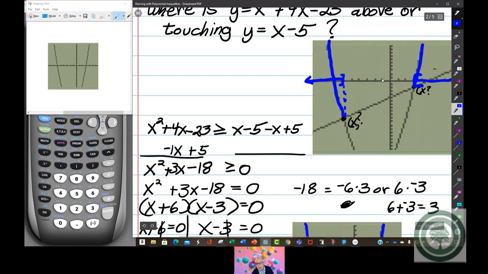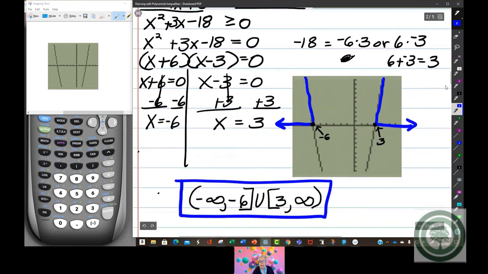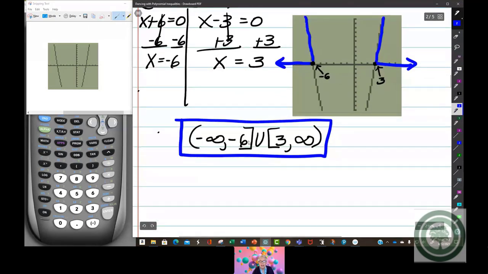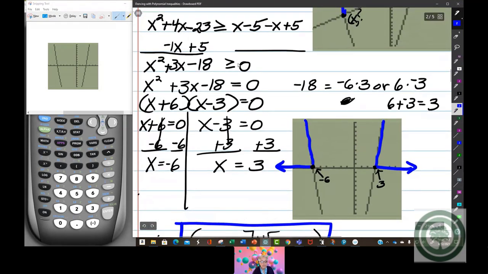Yes, I am. Negative 1, negative 2, negative 3, negative 4, negative 5, negative 6. That's the x coordinate of the point of intersection, all the way out to the left forever. And positive 1, 2, 3, that's the x-coordinate of the point of intersection. So that's going to be bracket 3, and then going out to the right forever. So the same interval, but much easier to find when you have a 0 there.